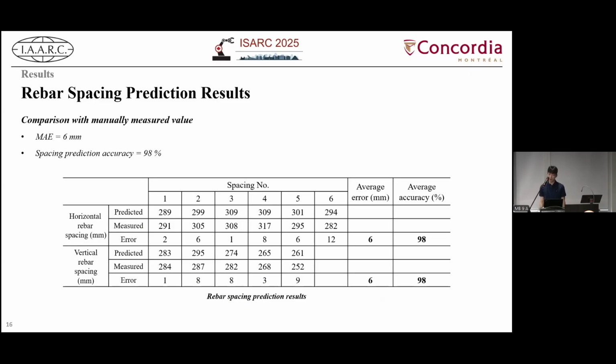And in the spacing precision result, we compared with the manually measured value. The MAE was 6 millimeter and accuracy was 98%, which is very high.